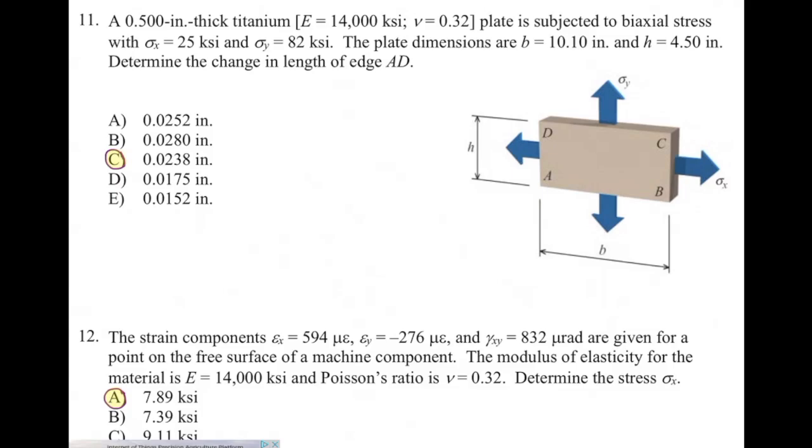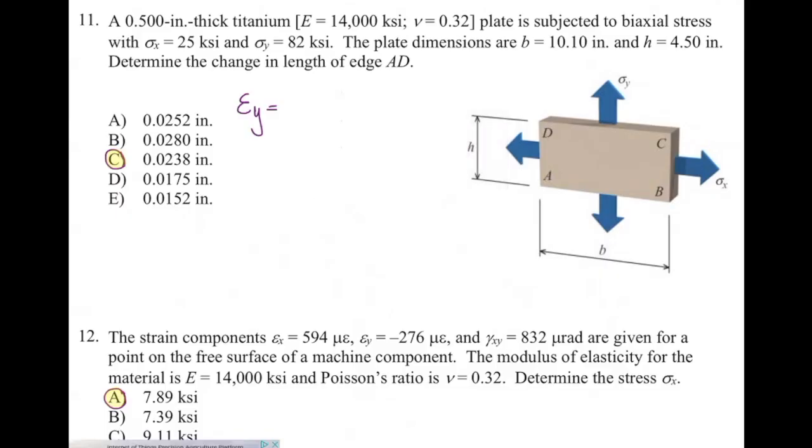Again, we need to use the same equations that we discussed, the generalized Hooke's law. When we are talking about the change in the length along AD, it means we need to know the strain in that direction. Once we know the strain, we multiply it by the initial length to get the deformation. Let's do that here.